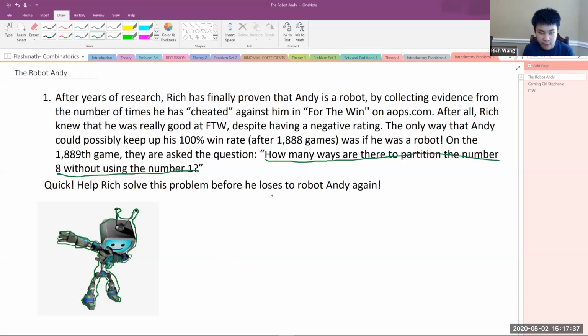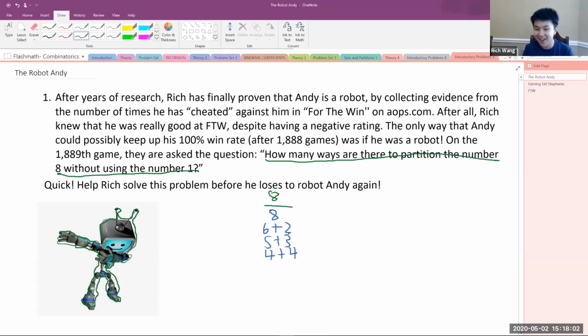So let's see. If we want to partition the number 8, first of all, let's find the number of ways to express it as one term, which is just 8. Next, we find the number of ways to do 2 terms. We would normally start with 7 plus 1, but since we can't use the number 1 because it's banned, we're going to start with 6 plus 2, 5 plus 3, and then 4 plus 4.